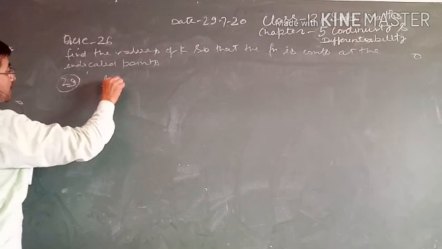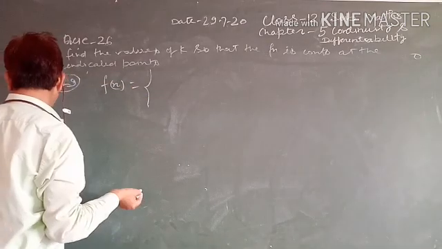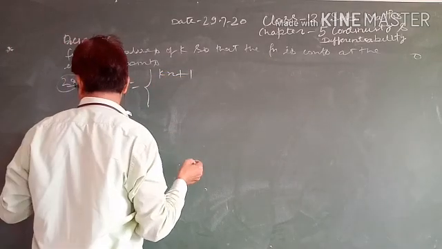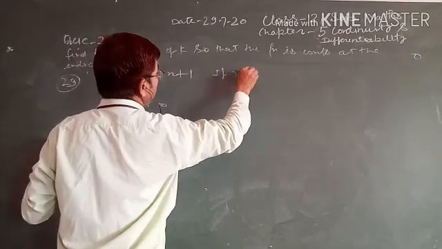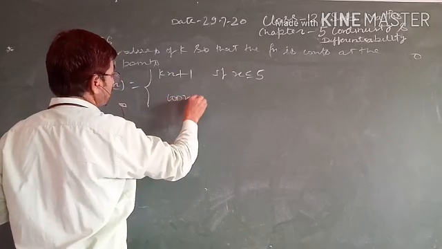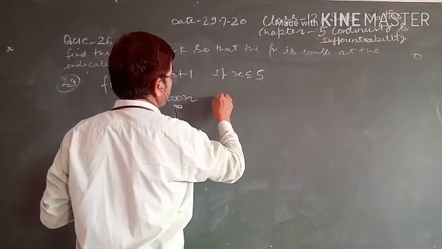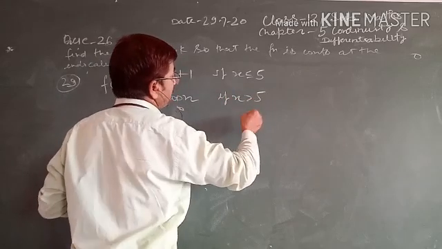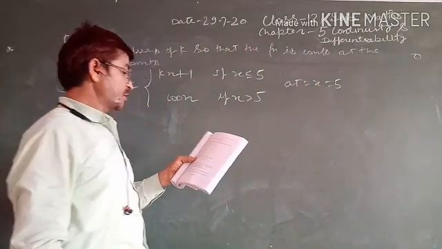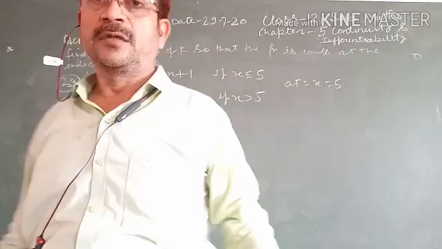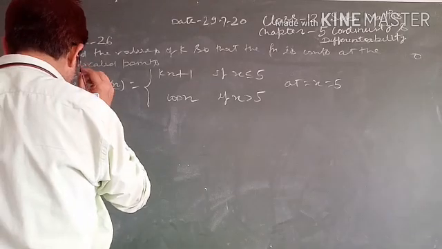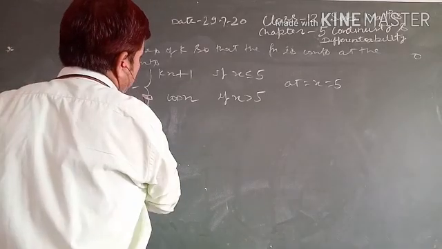In question number 29, f(x) is given: kx plus 1 if x is less than or equal to 5, and cos x if x is greater than 5, at x equal to 5. Students, in this question the function is defined for both LHL and RHL, for x less than 5 and x greater than 5.